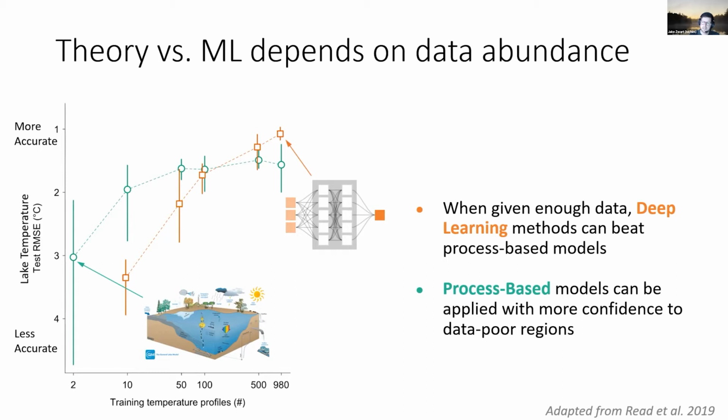And we can see that in data sparse conditions, so at like 2 temperature observations of training, the process-based model does a decent job and actually outperforms the deep learning model, which is maybe not surprising because it doesn't have very many observations. And actually, we don't even show the test performance for the deep learning model because it was so poor. But you can see as we give the models more and more data, the deep learning model starts to outperform the process-based model. And the process-based model actually has some diminishing returns the more data that you train the model with.